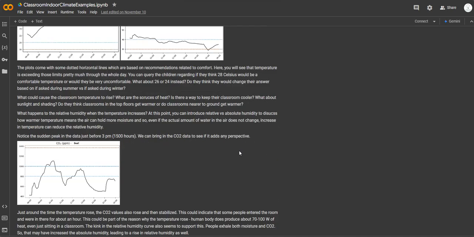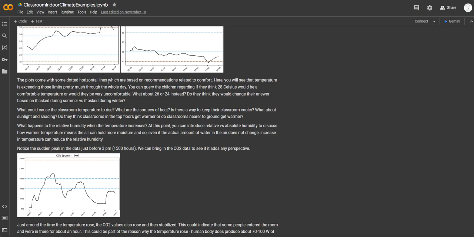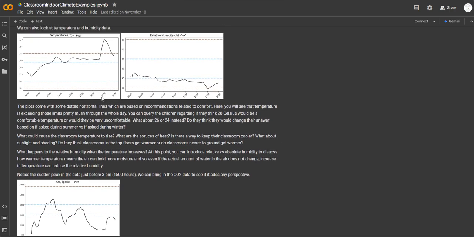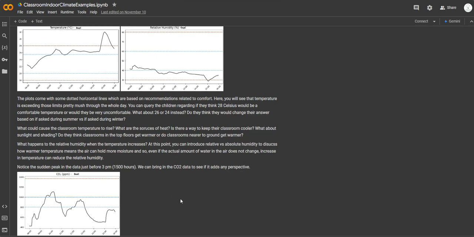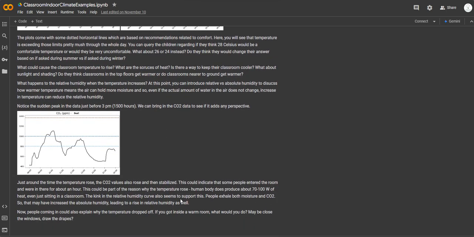Can we associate the temperature, humidity, and CO2 parameters from the same day to understand what was happening in the classroom better? So this is trying to engage students and make them think that, yeah, you are detectives, you have some data here and you have to infer what happened.